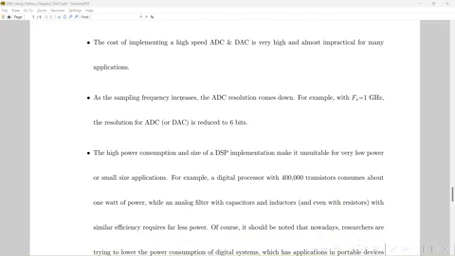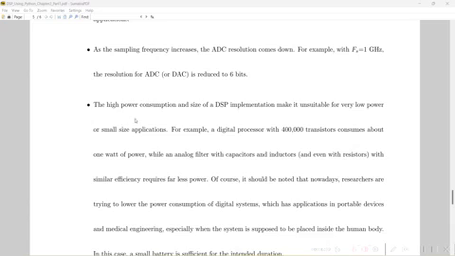As the sampling frequency increases, the ADC resolution comes down. For example, with fs equal to 1 GHz, the resolution of the ADC is reduced to 6 bits. The same idea applies to the DAC.